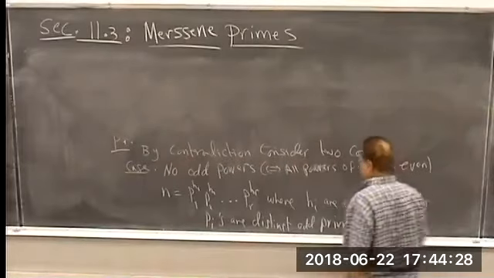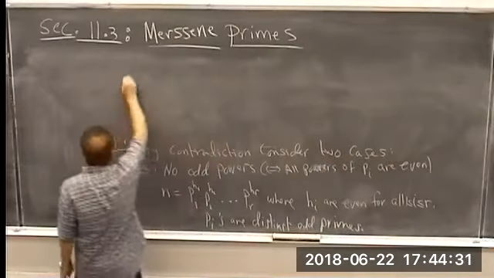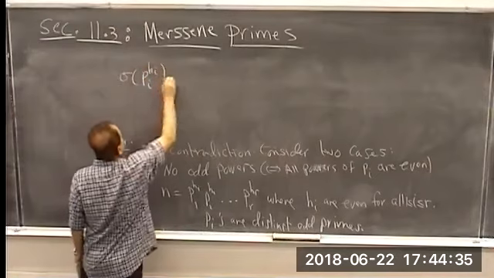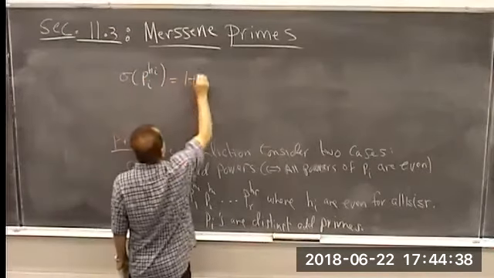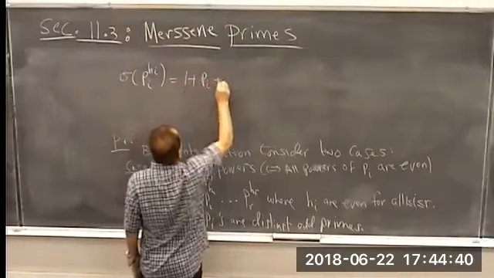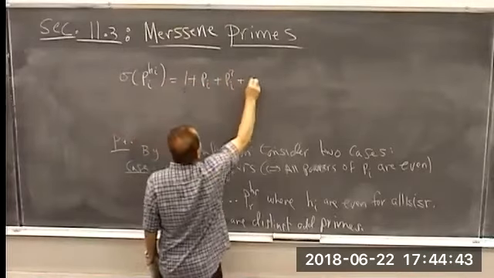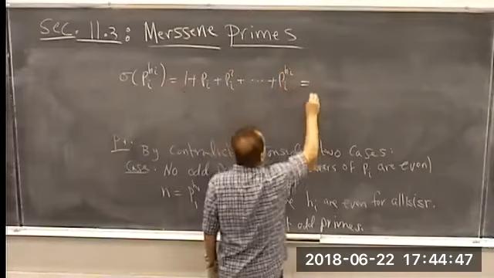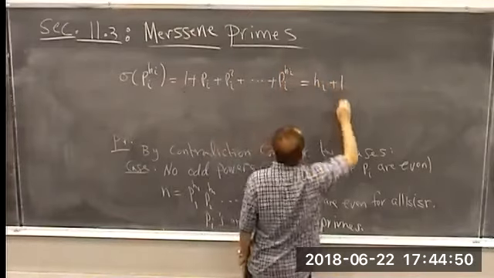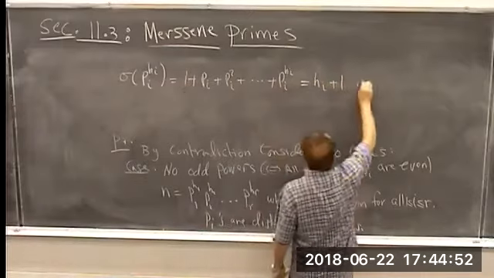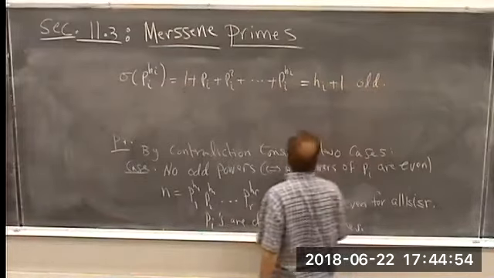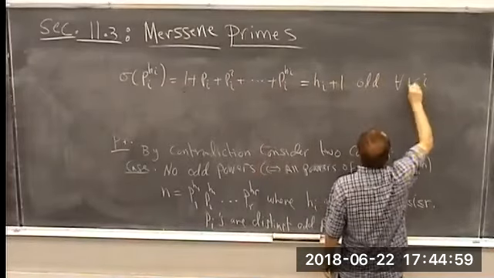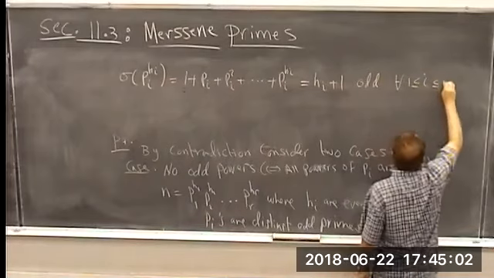Now we know that sigma, the sum of divisors of p_i to the h_i, is equal to 1 plus p_i plus p_i squared, up to p_i to the h_i. So this is h_i plus 1 terms, and this is odd, because each h_i is even, for every i up to r.